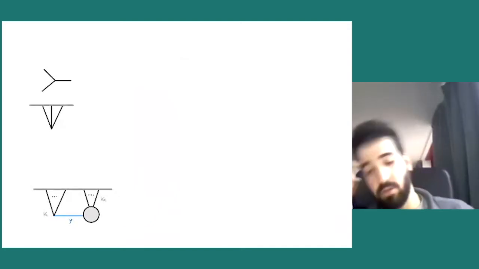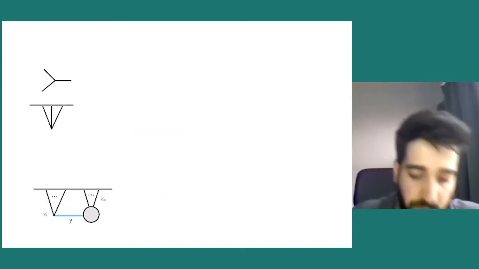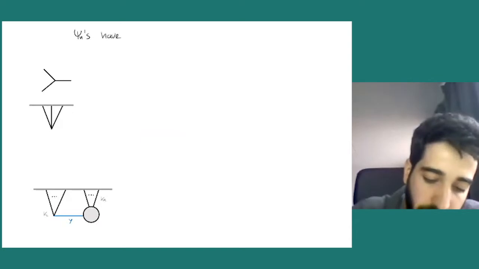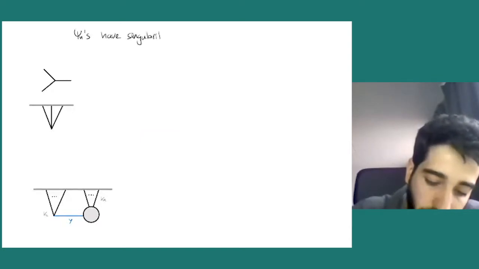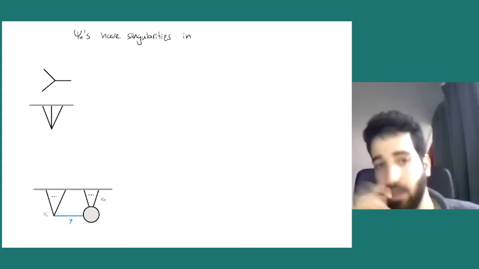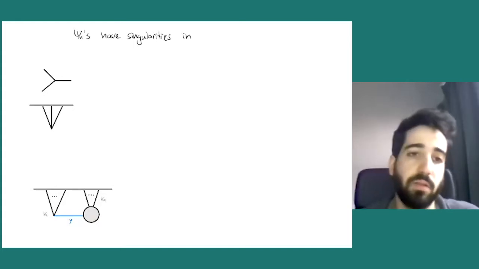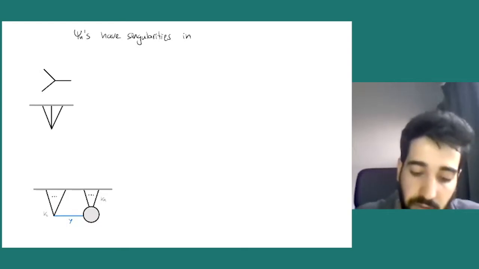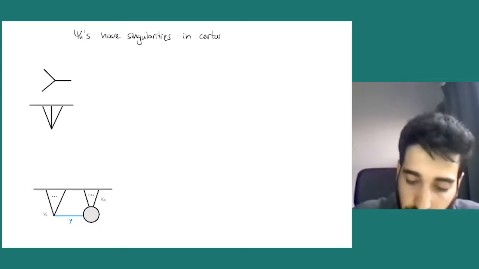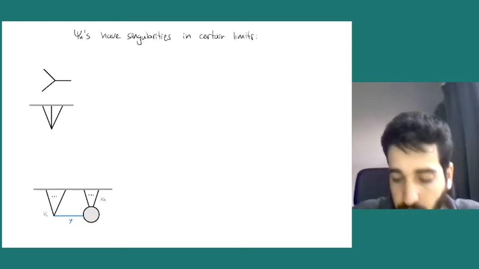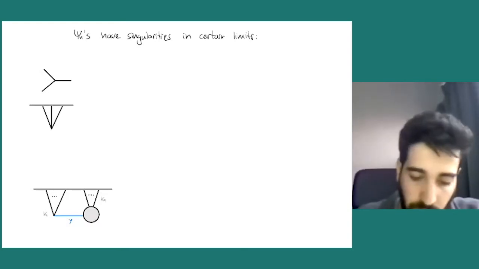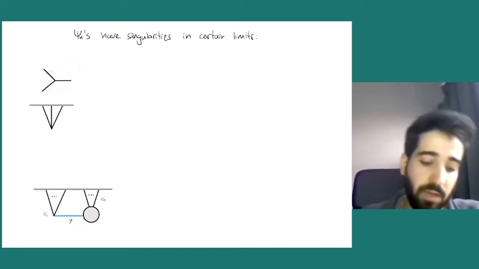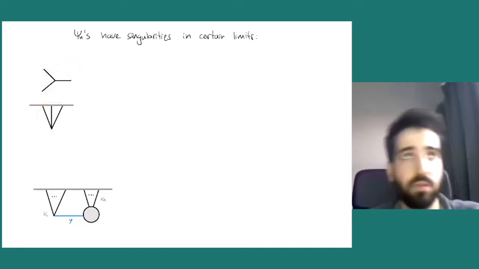So singularities. It's very important, the fact that these wave function coefficients have singularities in certain kinematical limits. These are functions of the kinematics of the momenta, and in certain limits they are singular. So here I have a scattering amplitude. It's not a wave function coefficient. This is a scattering amplitude, and here I have a corresponding wave function coefficient.